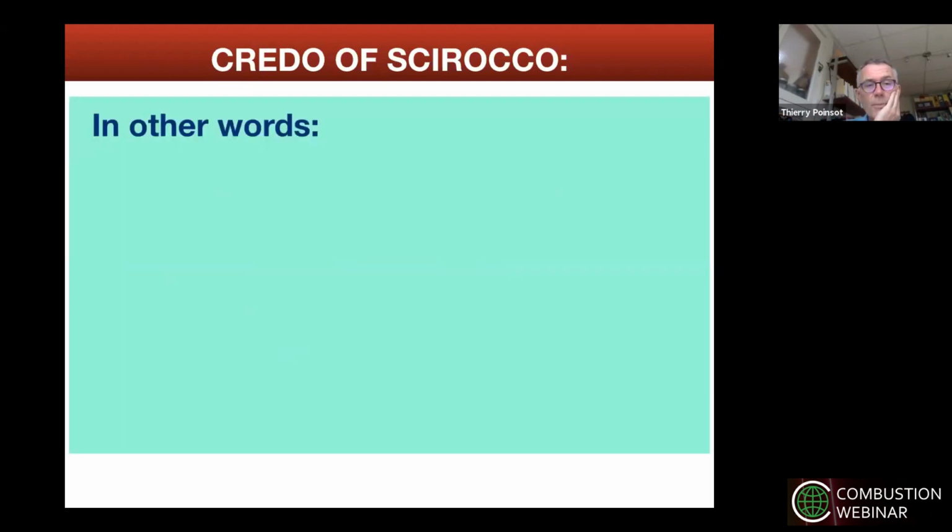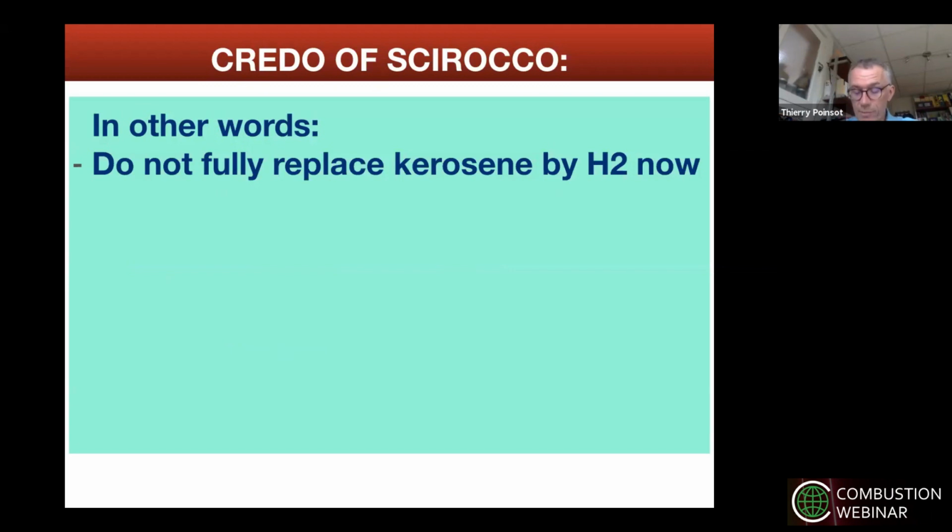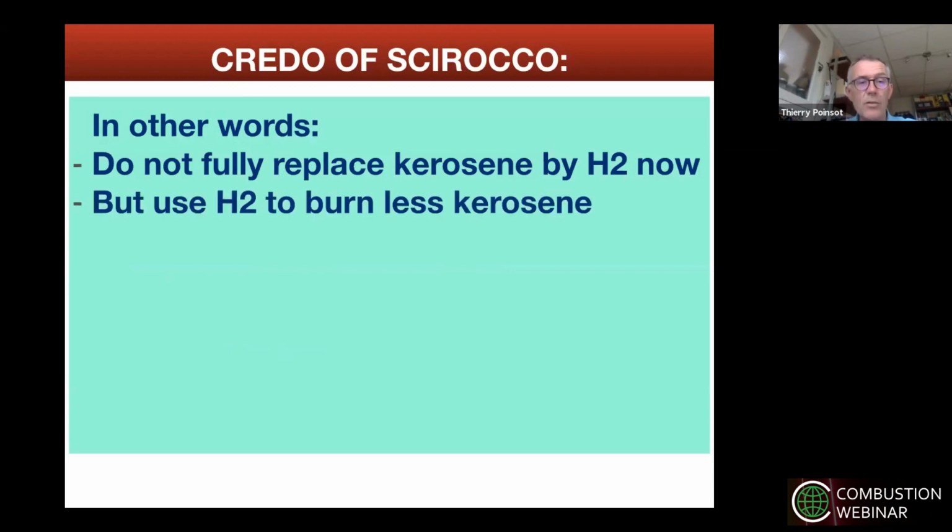So in CERFACS, we do not plan to fully replace kerosene by H2 today. That's not our goal. But we want to use H2 to burn less kerosene today and in the next years.